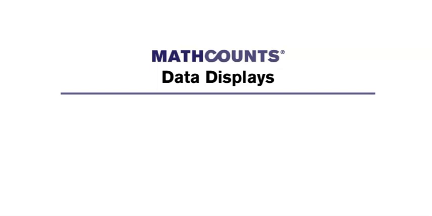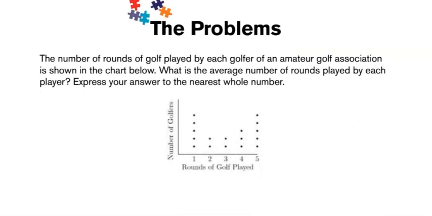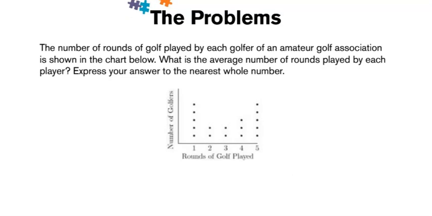In this section, we are looking at data displays. In the first few warm-up problems, you already spent some time reading some circle charts and histograms and stem and leaf plots, so let's look at a few more. The number of rounds of golf played by each golfer of an amateur golf association is shown in the chart below. What is the average number of rounds played by each player?